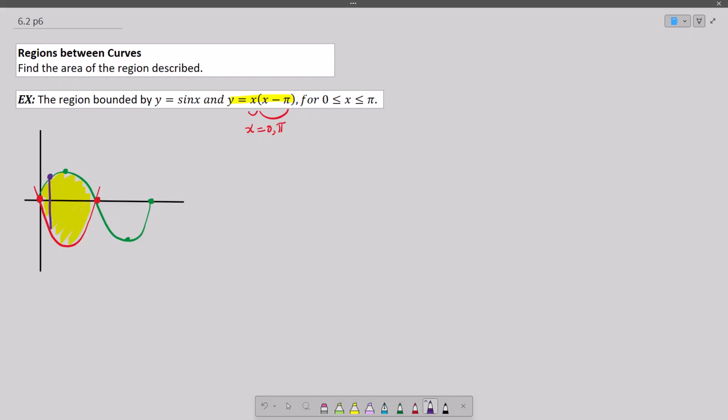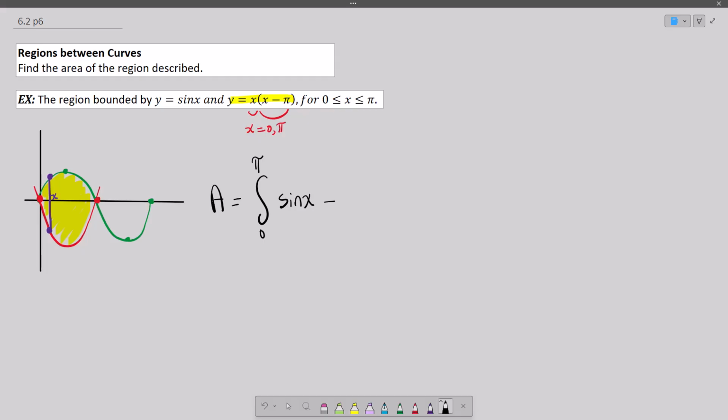So when we draw a representative vertical rectangle right there, that's going to be at a random x. There's our vertical rectangle. It's going to slide across the region. We're going to find the area of each of those individual rectangles and add them all up. So our area will be the integral. They tell us that we're integrating from 0 to pi. And we want to do upper curve minus lower curve to find the height of our rectangle. Well, the upper curve is the sine. It's the green one. Minus the red curve.